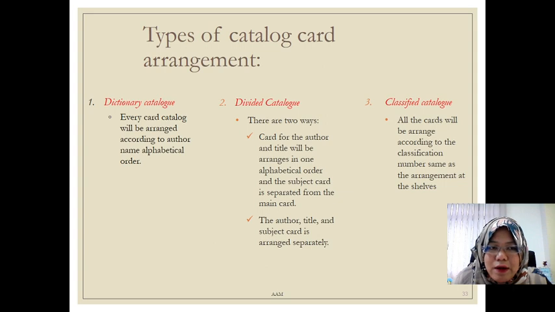For the dictionary catalog, every catalog card will be arranged in alphabetical order, A, B, C, D. For the divided catalog, there are two ways. Cards for the author and title will be arranged in one alphabetical order, and the subject cards are separate from the main cards. The author, title, and subject cards are arranged separately. For the classified catalog, all the cards will be arranged according to the classification number, the same as the arrangement at the shelf.